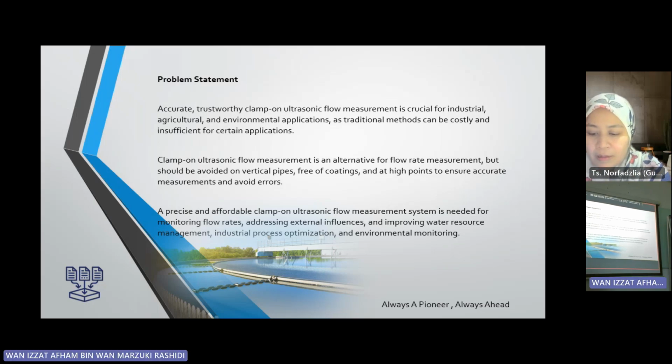And the last one will be a precise clamp-on ultrasonic flow measurement system is needed for monitoring flow rates, addressing external influences, and improving water resource management, industrial process optimization, and environmental monitoring.